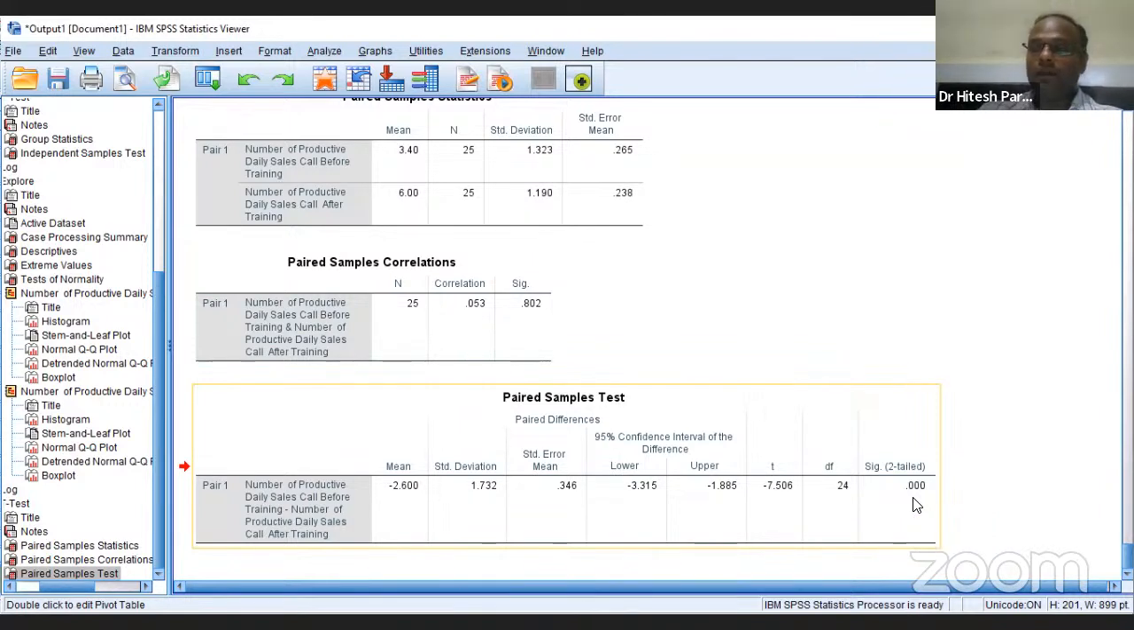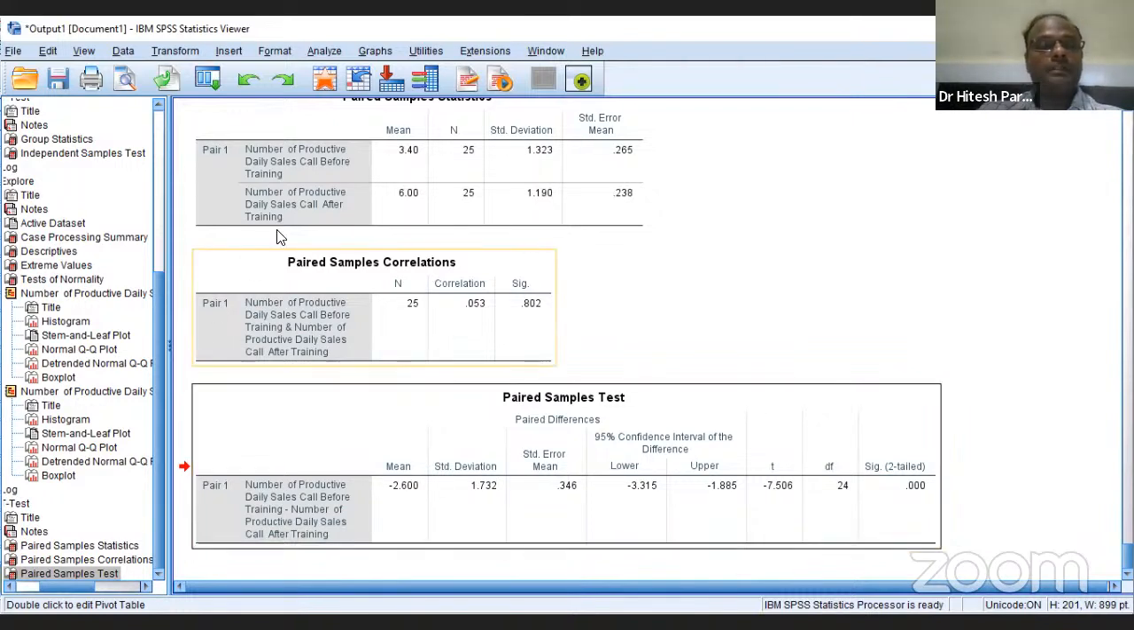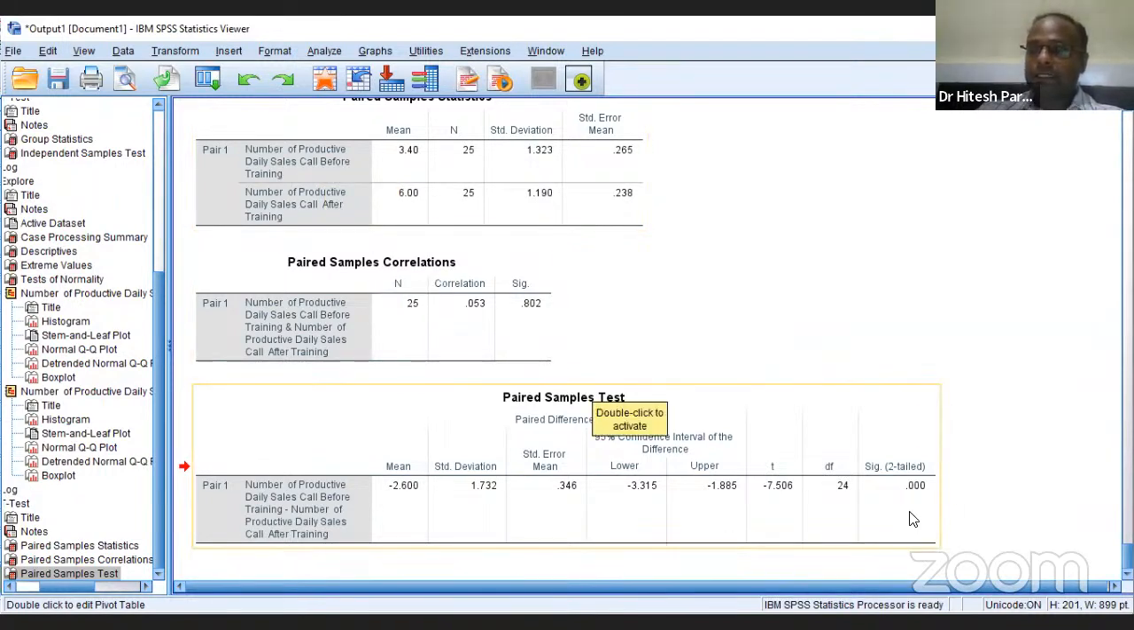0.000. So it is less than 0.05. So we can reject the null. What is the null hypothesis? No significant difference in the productive calls before and after the training. So it is rejected. So there is a significant difference. Null is rejected. So our conclusion is there is a significant difference in the number of productive daily calls before and after the training. Is it clear? As the p-value is less than 0.05, you can reject the null hypothesis.